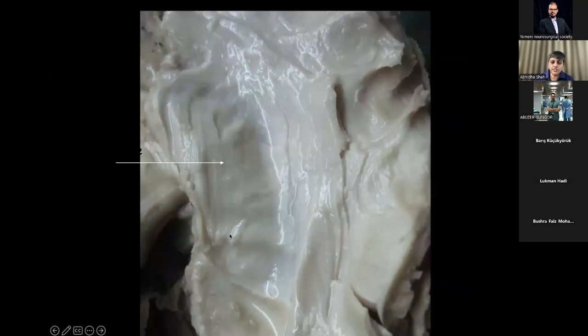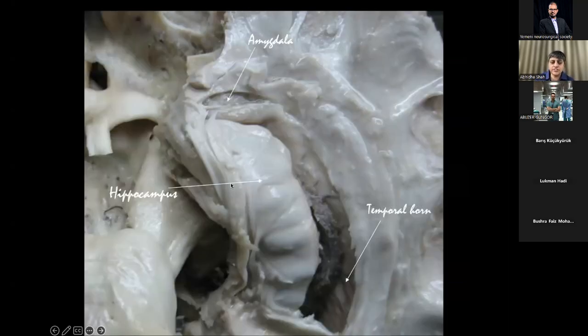Once you remove this radiation of the cingulum, it is just lying on the ependyma of the temporal horn from the inferior aspect. Once you reflect this radiation of the cingulum and remove the ependyma, you will see the whole hippocampus. And here in the roof of the ventricle, you will see the amygdala.